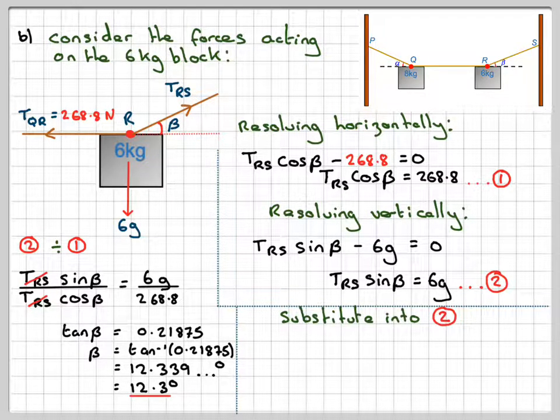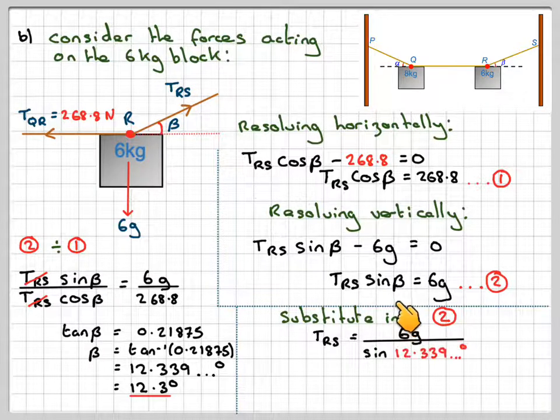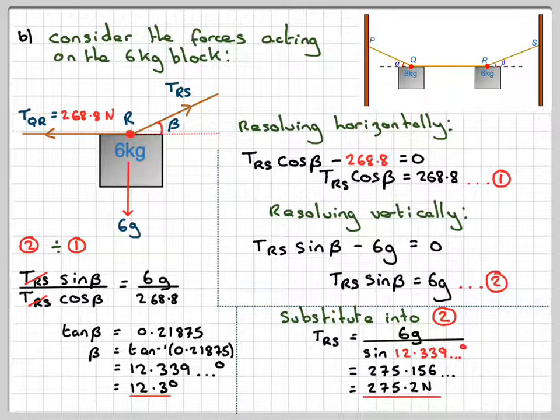Now we substitute into 2, or 1, it doesn't matter, we'll do 2. TRS is going to be equal to 6G over the sine of beta. So we'll rearrange this: TRS is 6G over sine beta. Working that out on our calculator gives me 275.156. Whatever you do, please don't use the rounded off answer. Use this one in the second part of the calculation. And then that gives me 275.2 newtons as the final answer.